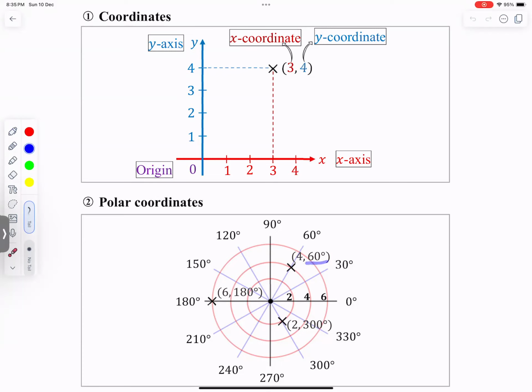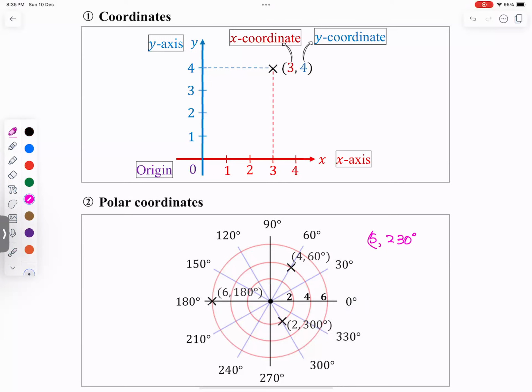For degrees, we always start from 0 degree, go anti-clockwise, and then just keep on writing the degrees. And in the end, it will turn back to 360 degrees. So if the coordinate is, let's say, 5 and then 230 degree.